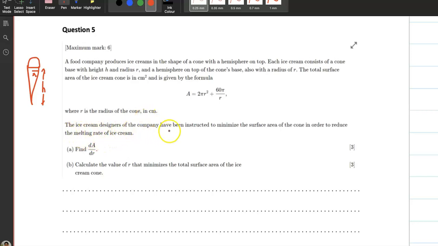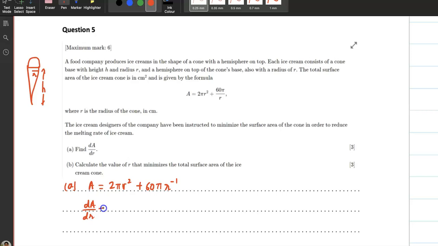The ice cream designer of the company has been instructed to minimize the surface area in order to reduce the melting rate of the ice cream. Surface area should be as small as possible. Find dA by dr. You know how to find dA by dr? First of all, you need to get the r in the numerator. How will you get the r in the numerator? 60 pi r raised to minus 1. It will go on top as r raised to minus 1. Now you take the derivative.